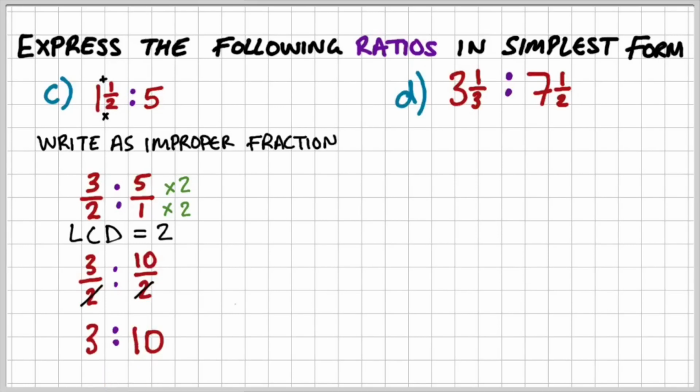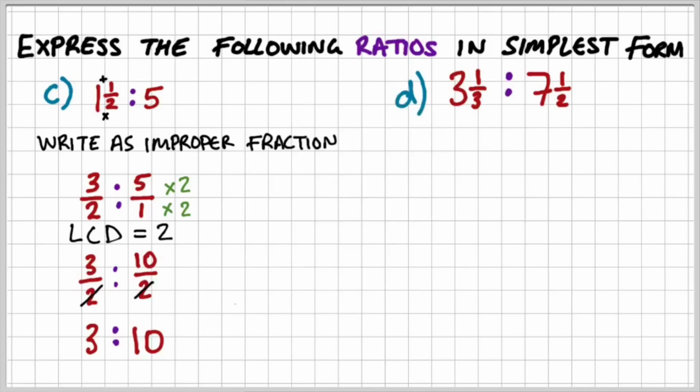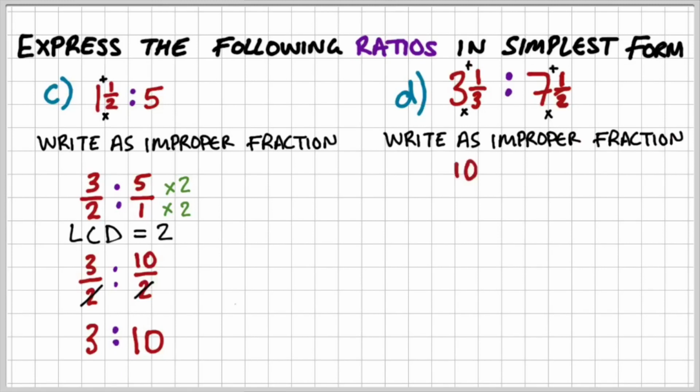Since part D is similar to C, pause the video here and have a go yourself. So this is what I did. First things first, write both parts of the ratio as improper fractions, which is 10 over 3 to 15 over 2. Now I need to find my LCD, which in this case is 6.